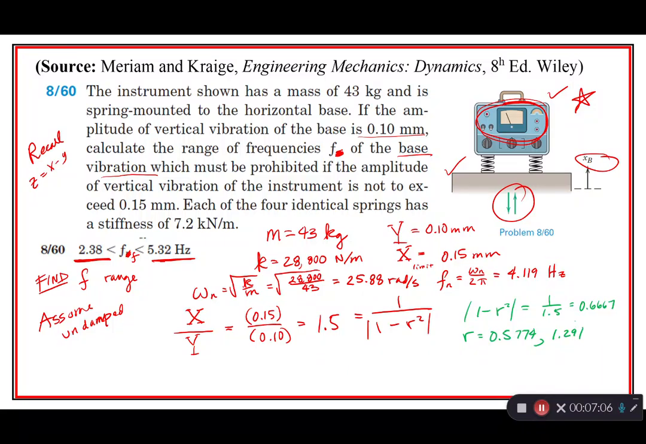And then multiplying them by this value right up there, we'll see that we have Fn. And once again, you don't know F, right? Because r is equal to Ff over Fn right here. So therefore, Ff is going to be r times Fn, or 0.5774 times our 4.119. And that ends up being 2.378 hertz, which we can see is what we got.